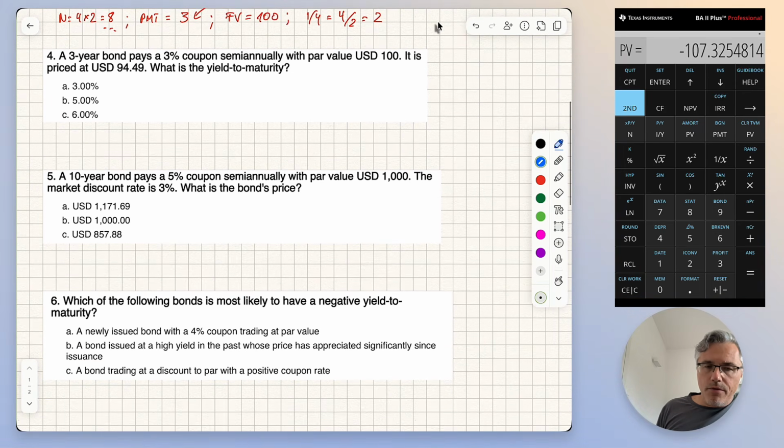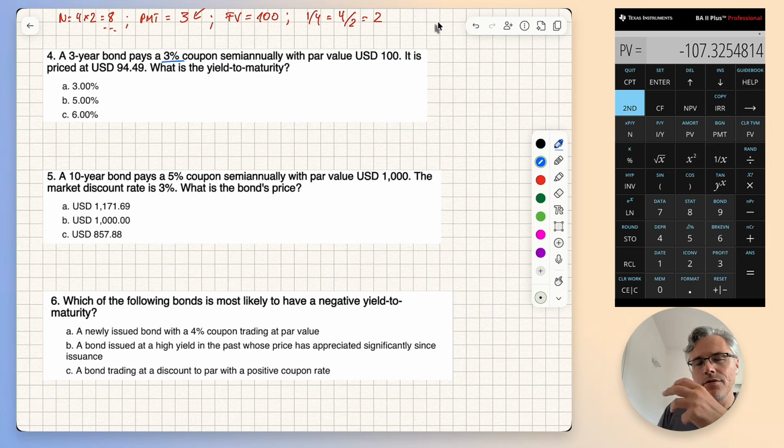Number 4, a 3-year bond pays a 3% coupon semi-annually with a par value of 100. It is priced at 94.49. What is its yield to maturity? Once again, potentially you may think, let's try to be clever, and you should always try to be clever and try to save time. Look at the relationship here. We've got a coupon rate which is 3%, you're not given a yield to maturity or a market discount rate, but you are given a price.